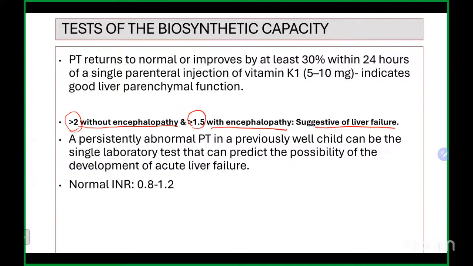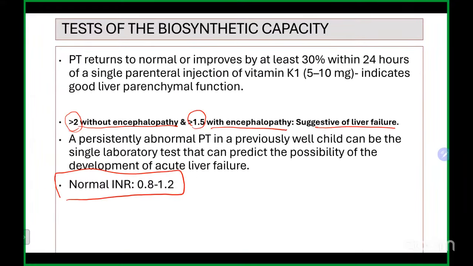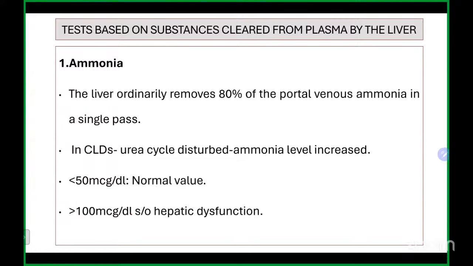So a persistently abnormal prothrombin time in a previously well child can be a single lab test that can predict the possibility of development of acute liver failure. So normal INR up to 1.2 is accepted. Anything beyond 1.2 needs to be under close observation. So these two are the tests of biosynthetic activity, albumin and prothrombin time, or in short, the coagulation profile.